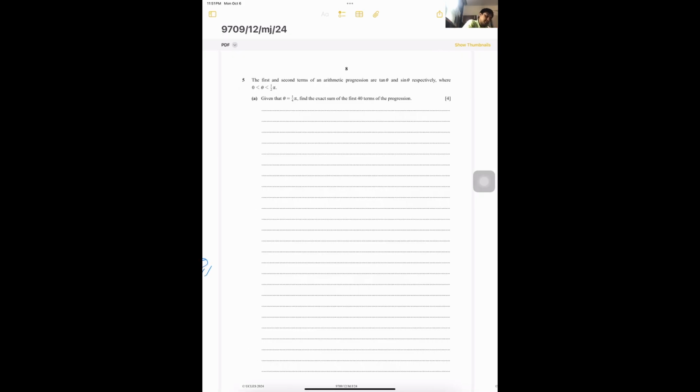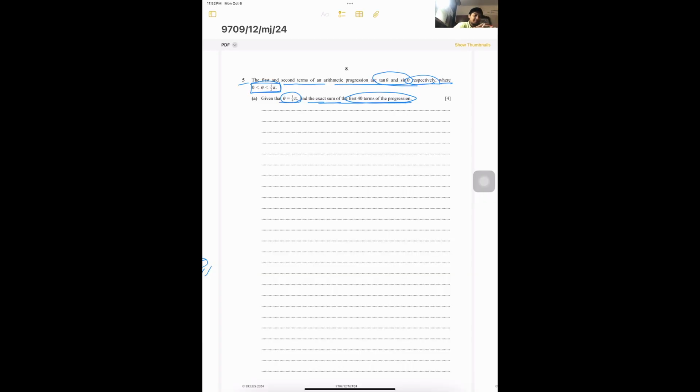So question 5, the first and second terms of an arithmetic progression are tan theta and sine theta respectively, where this is the range given. Given that theta equal to pi over 4, find the exact sum of the first 40 terms of the progression. Sorry guys, the video stopped. Okay, so d equal to sine theta minus tan theta, as these are the first and second terms, and it is an AP, which is sine pi by 4, since theta is given, minus tan pi by 4. Convert to radian mode and see what the value of this equation is.